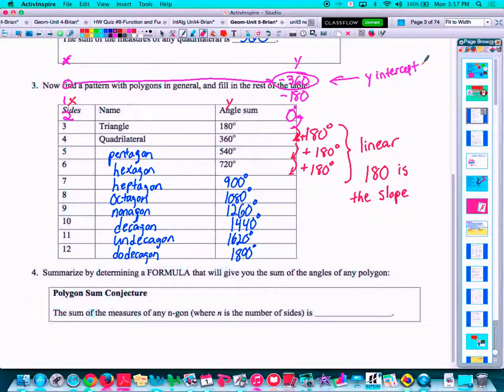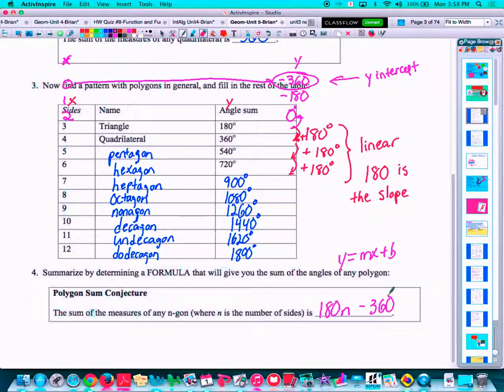So let's think of this as an equation then. If 180 is our slope, you can almost think of this as a y equals mx plus b equation. If 180 is our slope, we've got 180. Instead of using x, we're going to use n to represent the number of sides. So the number of sides is n. So 180n minus 360. Or if you prefer, negative 360 plus 180n. So that is our formula, at least our first version of this formula.